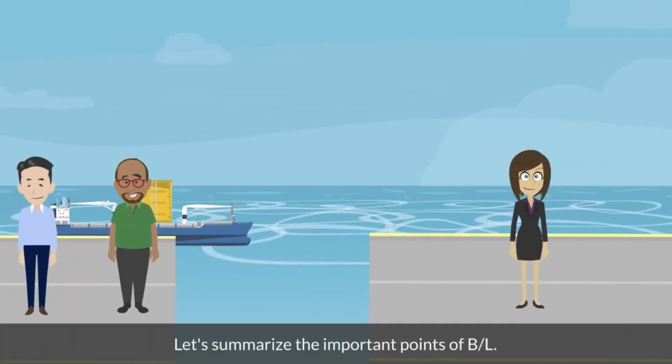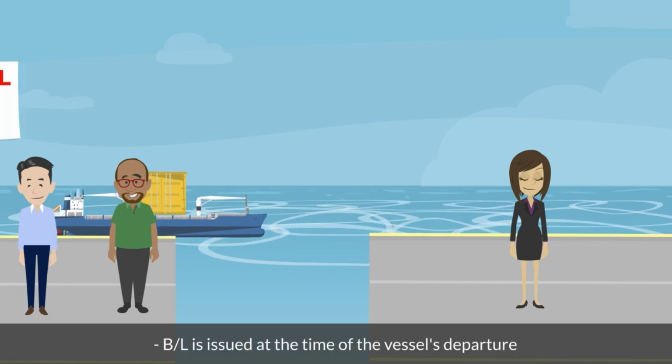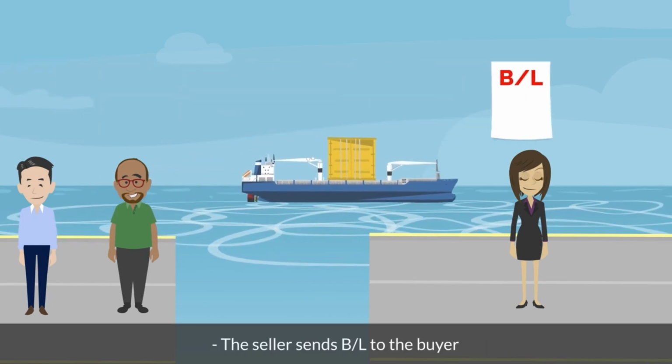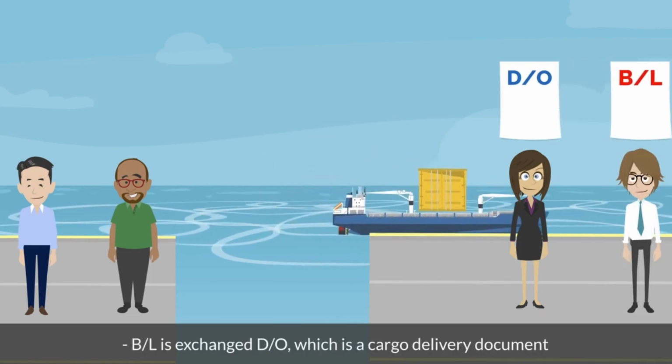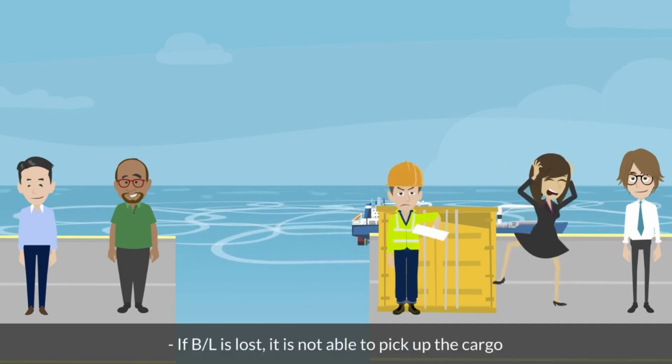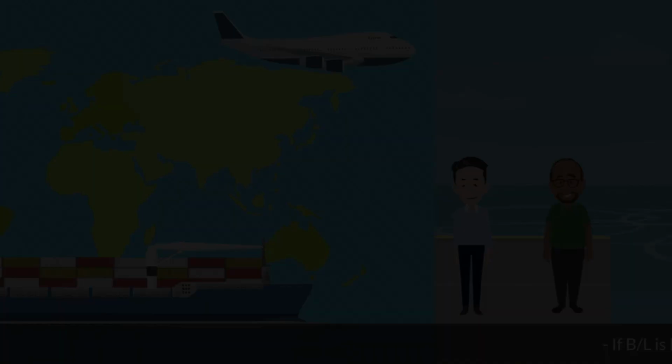Let's summarize the important points of BL. BL is issued at the time of the vessel's departure. The seller sends BL to the buyer. BL is exchanged for DO, which is a cargo delivery document. If BL is lost, it is not possible to pick up the cargo.